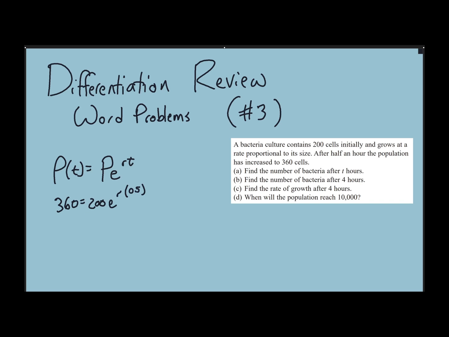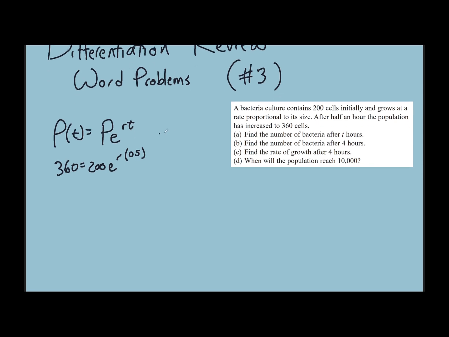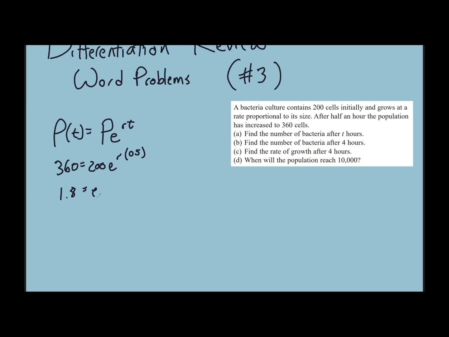Big shocker there. So divide the 200 out, and that becomes, let's see, 360, so that's 36 over 20, that's 9 over 5, so it's going to be 1.8 equals e to the r over 2, if you will. Let's take the natural log of both sides because there's a variable in the exponent, and that allows us to say ln of 1.8 equals ln of e to the r over 2, sorry.